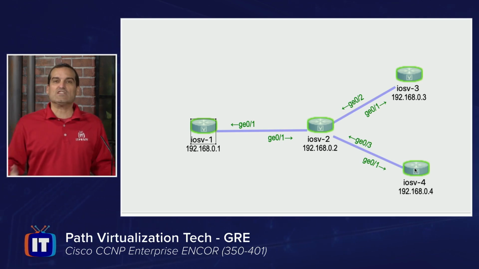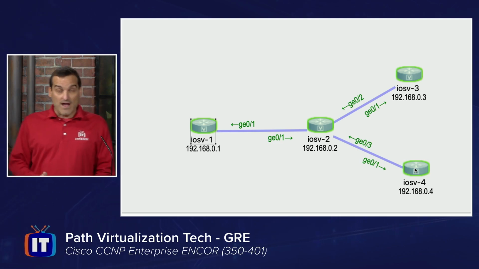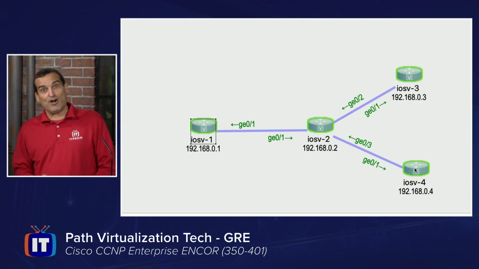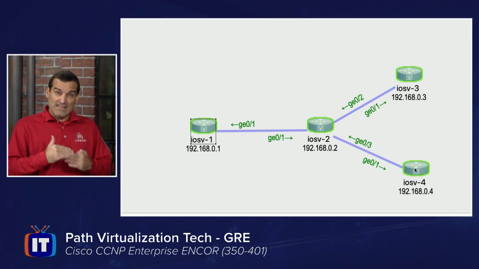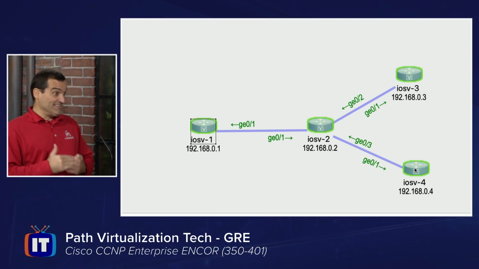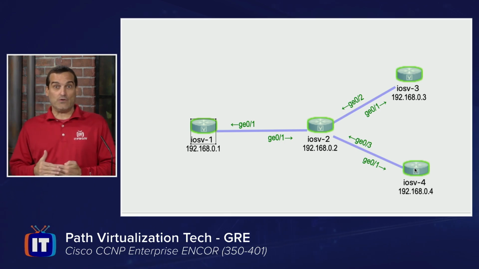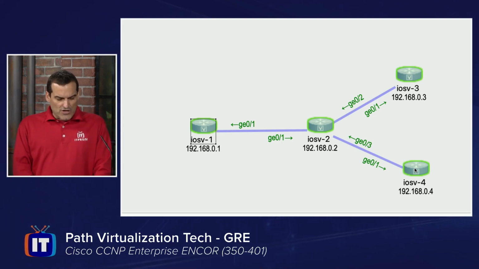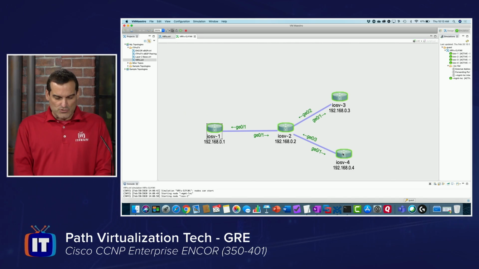GRE to the rescue, the duct tape, allowing us to create what appears to be a point-to-point link from R1 to R4, this GRE tunnel. Now there is a direct connection according to the routers. What do you say we try it? Yeah, sounds great. So GRE is super easy to configure.